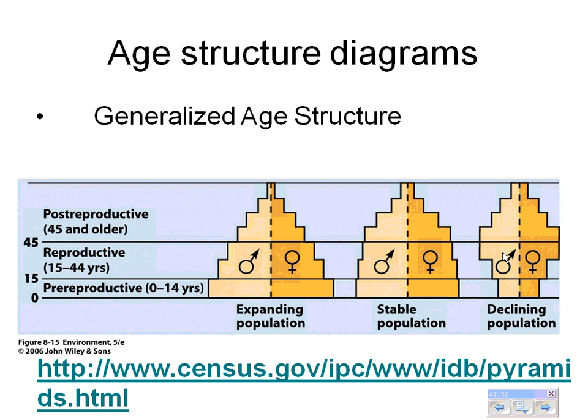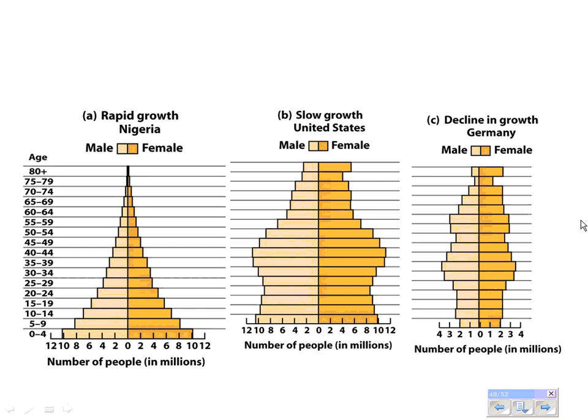Here are some examples from our notes. So you can see Nigeria, this would be rapid population growth in the future. Again, we're looking for under the age of 15. That's considered the pre-reproductive years here. Sometimes on this x-axis you'll see either the number of people in millions, or you'll see it as a percent of the population. But make sure you note that the one side is going to be the males, the other side is going to be the females.